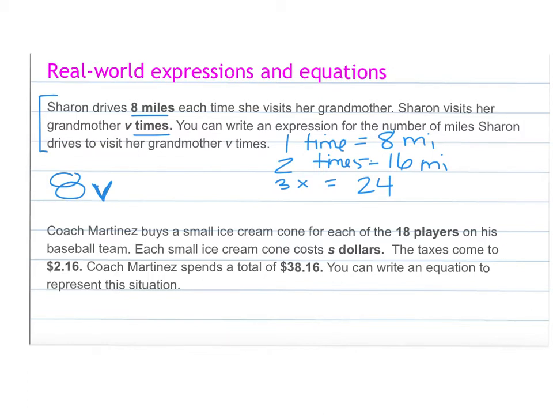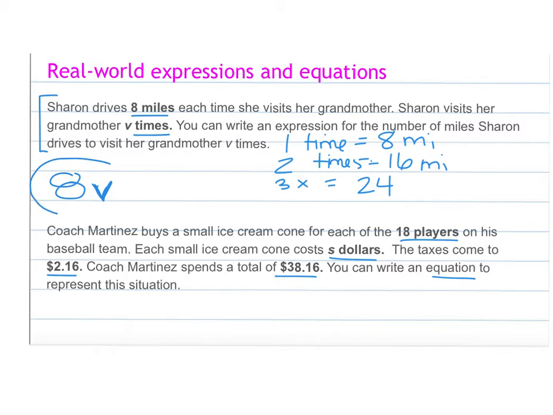Coach Martinez buys a small ice cream cone for each of the 18 players on his baseball team. Each small ice cream cone costs S dollars. The taxes come to $2.16. He spends a total of $38.16. You can write an equation to represent this situation.